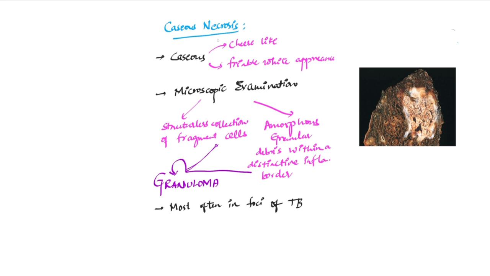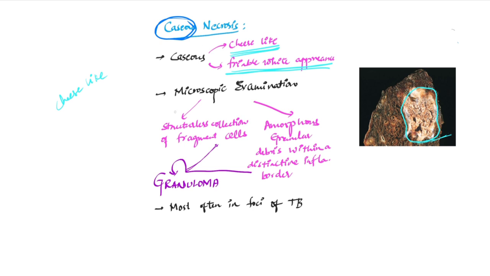So what is caseous necrosis? First we'll learn about this word. What is caseous? Caseous means it is cheese-like, that is a friable white appearance. You can see here in the diagram, it is cheese-like in color with a friable white appearance. So that is caseous necrosis.